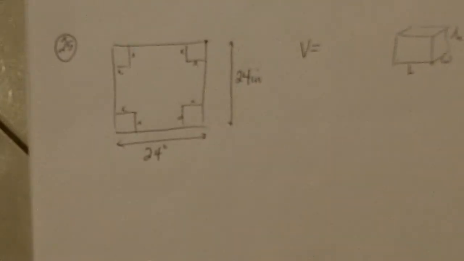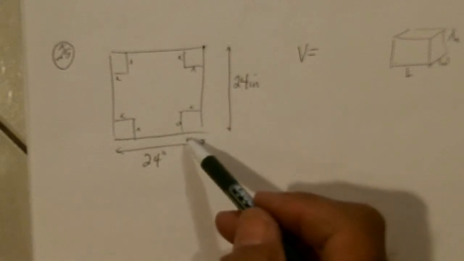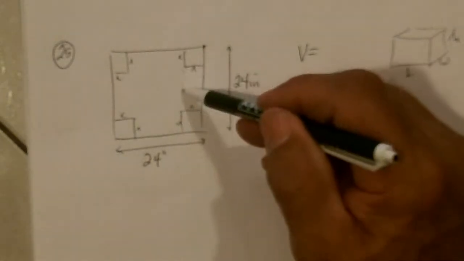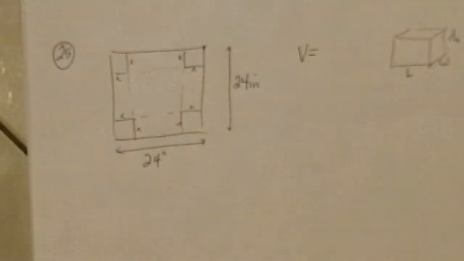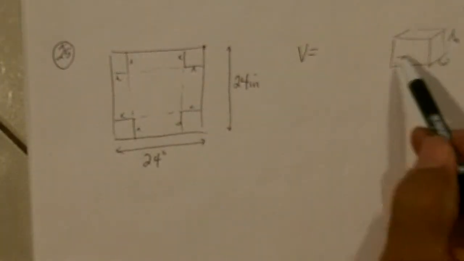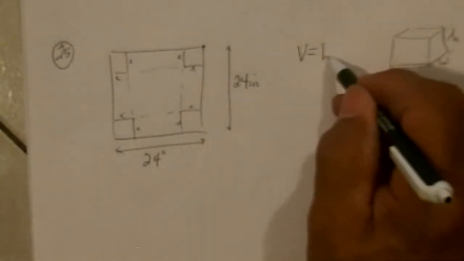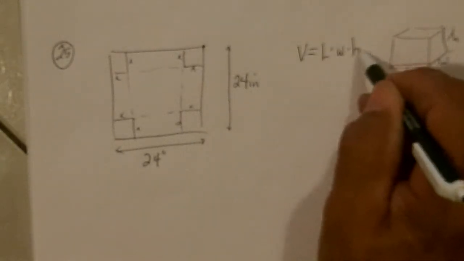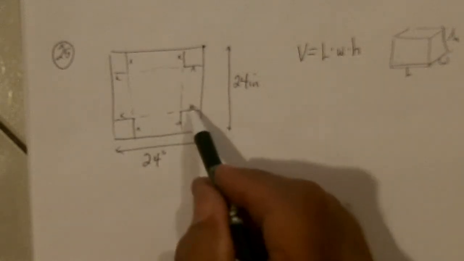And finally, 25 says we got cardboard or whatever it is. We're cutting the corners out. We're going to fold here and here to create a box. And the volume of a box is length times width times height. But we're supposed to have it in terms of x, the size of the square we cut out of the corner.